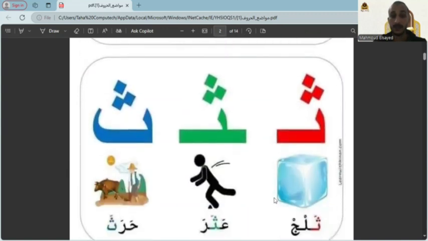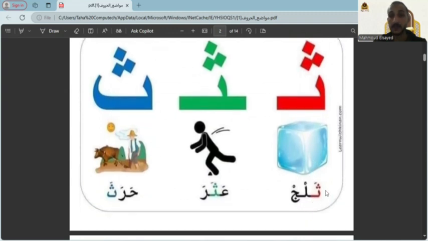Here we have the letter Tha. Here it's at the beginning of the word, like the word Thalj, which means ice. Here we have Athara, which is in the middle of the word, and then we have Haratha, which is at the end of the word.